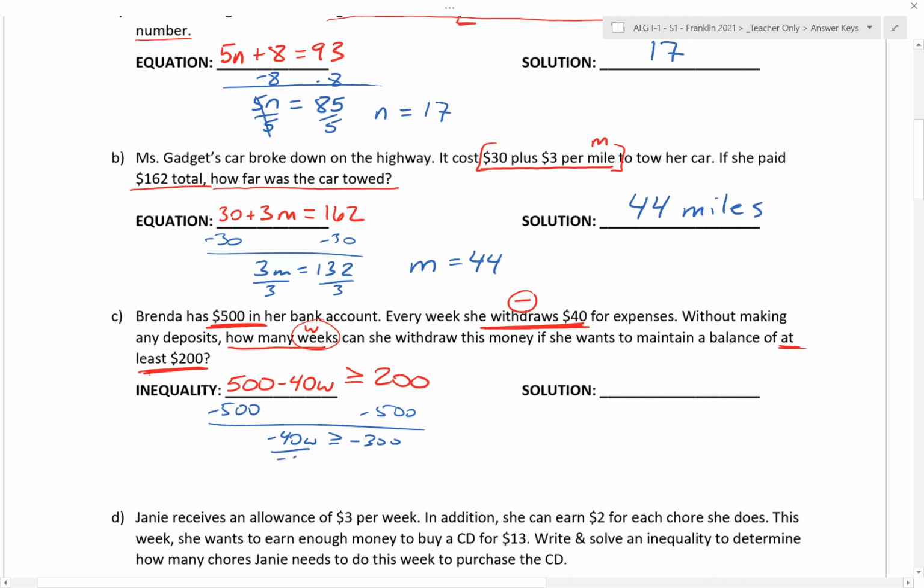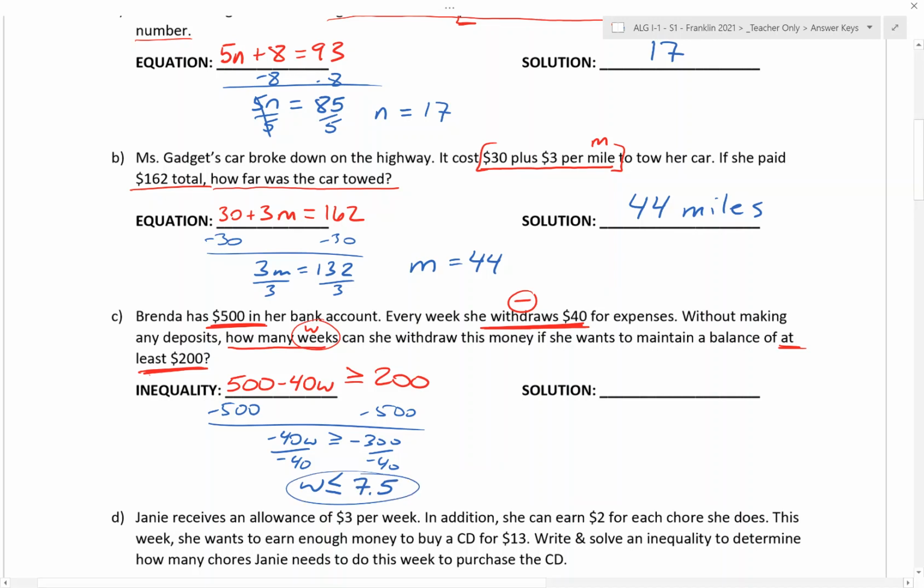Let's divide by negative 40. Now don't forget, for an inequality, whenever you divide or multiply by a negative, you have to flip your inequality symbol. So we get W, flip the symbol, is less than or equal to. Now negative 300 divided by negative 40 is 7.5. Okay, so our answer to the inequality is W is less than or equal to 7.5.